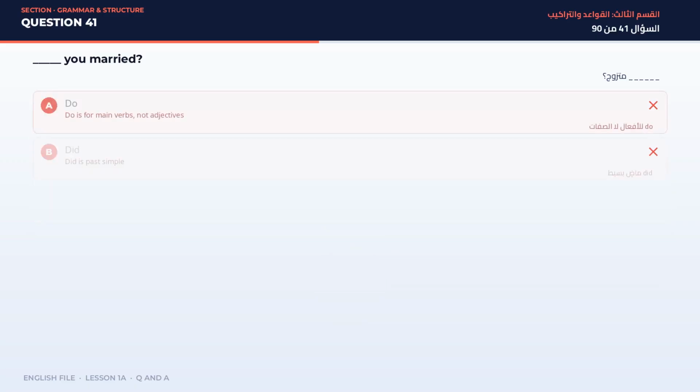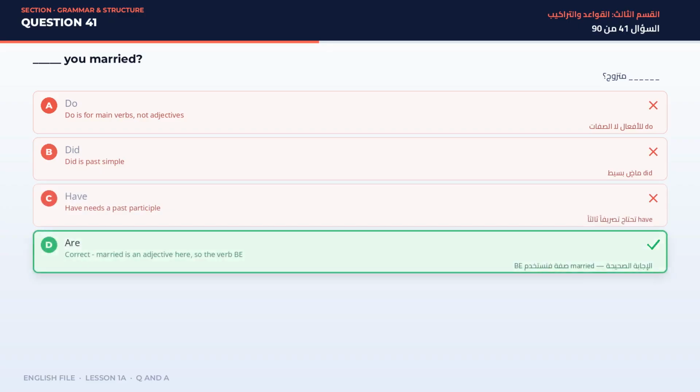D. Are. Married is an adjective here, so the verb be, not a. Do is for main verbs, not adjectives. B. Did is past simple. C. Have needs a past participle.